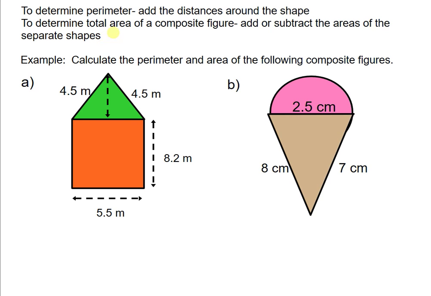So in order to determine the perimeter, what we have to do is add all of the distances around the shape, okay? So we're going to go around these shapes and add the distances, but we're not going to go through the shapes. And I'll show you what that means when we get to it.